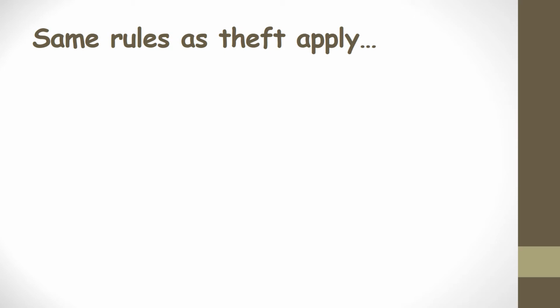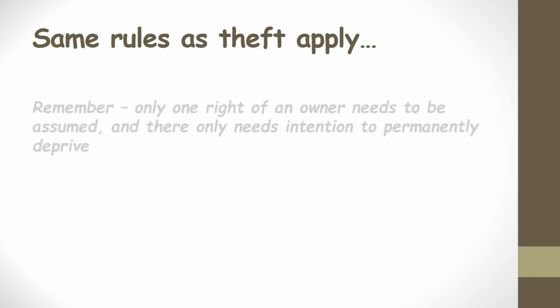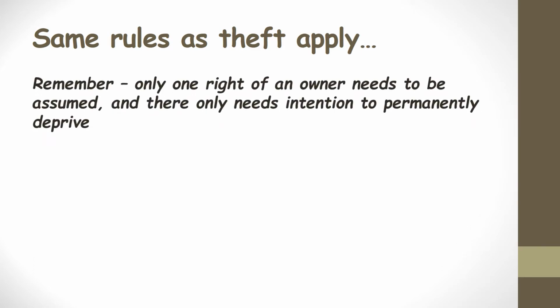So let's have a look at the actus reus in a bit more detail. Exactly the same rules apply to the actus reus as they do to the actus reus of theft. So we have to have the appropriation of property belonging to another. In terms of appropriation, only one right of an owner needs to be assumed at the time of appropriating the property. And of course, in relation to the mens rea, you only have to have intended to permanently deprive somebody of the property. You don't have to have made off with the property. You simply have to have done something which has assumed the right of the owner, but also evidences the intention to permanently deprive.